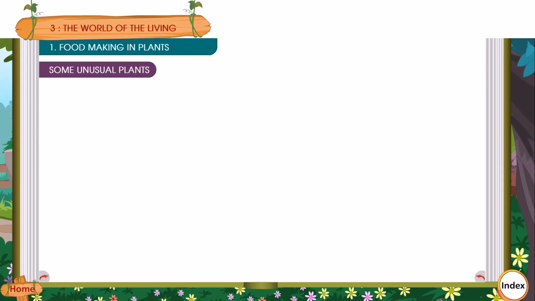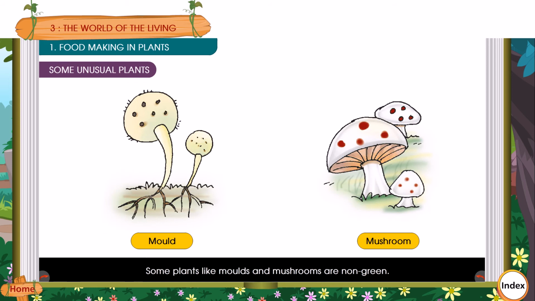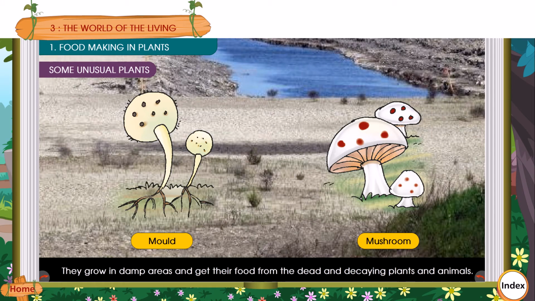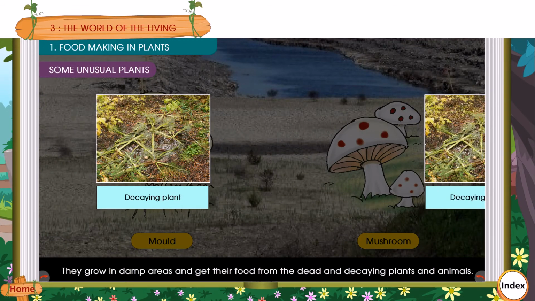Some unusual plants. Some plants like molds and mushrooms are non-green. They do not contain chlorophyll. They cannot make their own food. They grow in damp areas and get their food from the dead and decaying plants and animals.